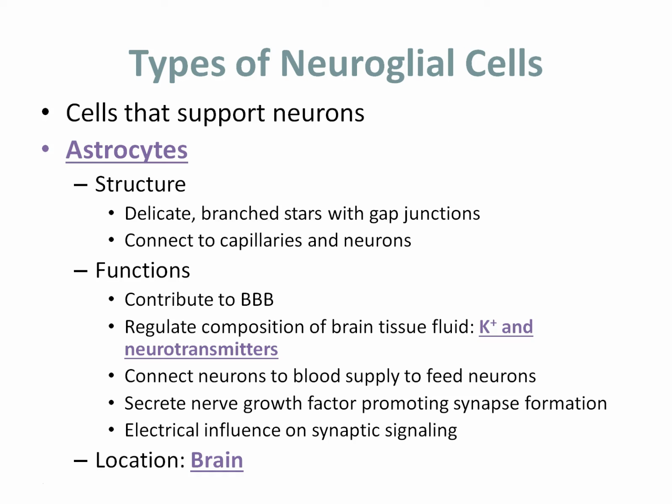We have a number of neuroglial cells. Neuroglial cells are cells that support neurons. Astrocytes are delicate branched stars with gap junctions. They connect to capillaries and to neurons.